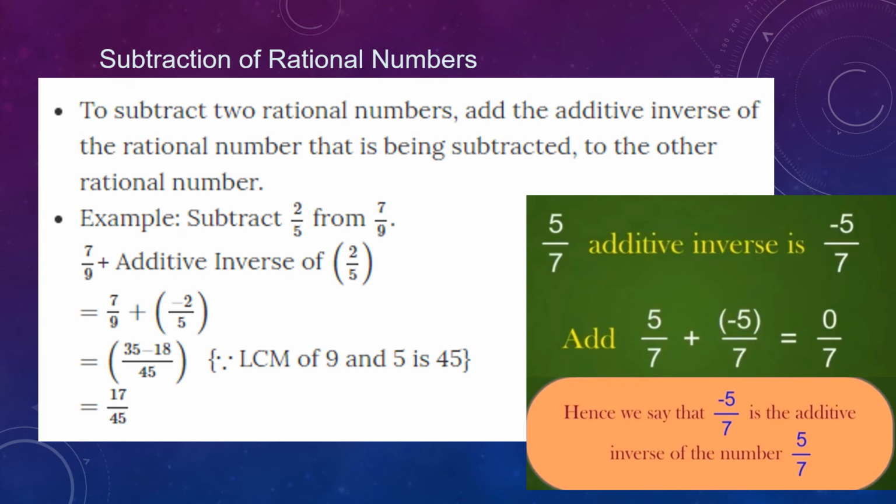Let us see one example. Subtract 2 by 5 from 7 by 9. Then what is to be done? We have to subtract 2 by 5 from 7 by 9. The question is 7 by 9 minus 2 by 5. Therefore, we have to add the additive inverse of 2 by 5 to 7 by 9. That is 7 by 9 plus additive inverse of 2 by 5. That is equal to 7 by 9 plus negative 2 by 5, and you will get the answer as 17 by 45.